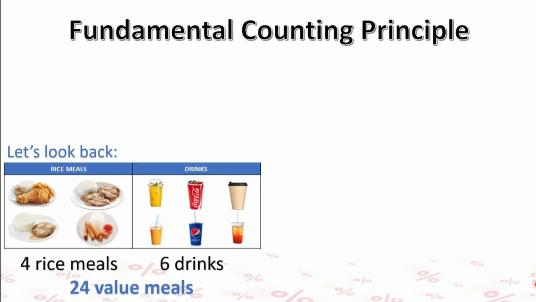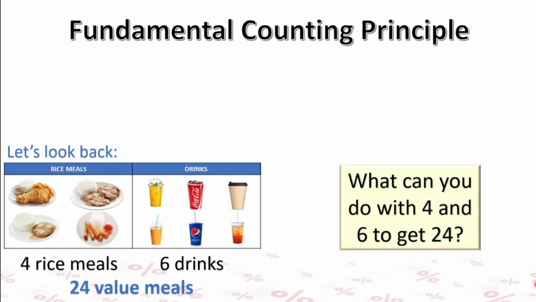So for us to realize what we can do to come up with that answer, let me throw this question at you. What can you do with 4 and 6 to get 24? And I'm sure that you immediately answered multiplication. So if you multiply 4 and 6, you will get 24.